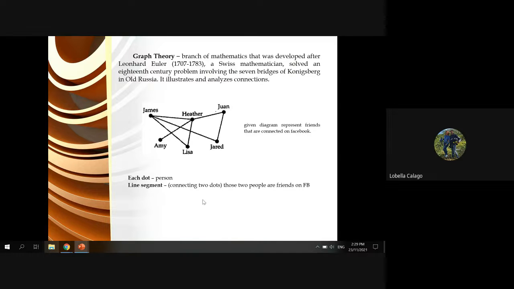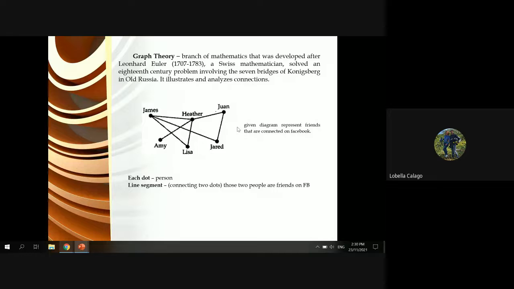Okay, so I will not discuss the definitions about graph theory. Ipo-focus ko yung importante. Okay, this is an important one. Each dot represents a person. It represents James, Heather, Siwan, Jared, Lisa, and Amy. So the line segment connecting these two persons is what we call the line segment. They are connecting the two dots. So it means that if Amy and Heather have a line segment, they are connected on Facebook. The given diagram represents friends that are connected on Facebook.